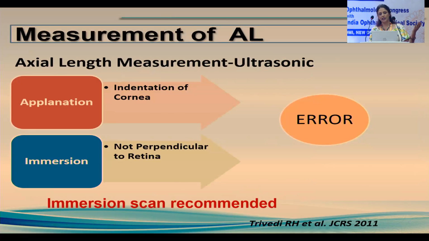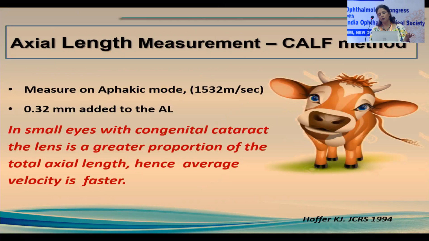So the errors of axial length measurement I've already talked about. Applanation obviously will cause more errors as compared to immersion. Immersion scan would be recommended if you're using ultrasonic. But because the velocity of ultrasound is going to vary, the best is to use the SCARF method, measure in the aphakic mode, where you're using the velocity of sound in aphakic mode of 1532 meters per second, and then add 0.32 millimeter to the axial length to get the actual axial length, or the corrected axial length factor as we call it.